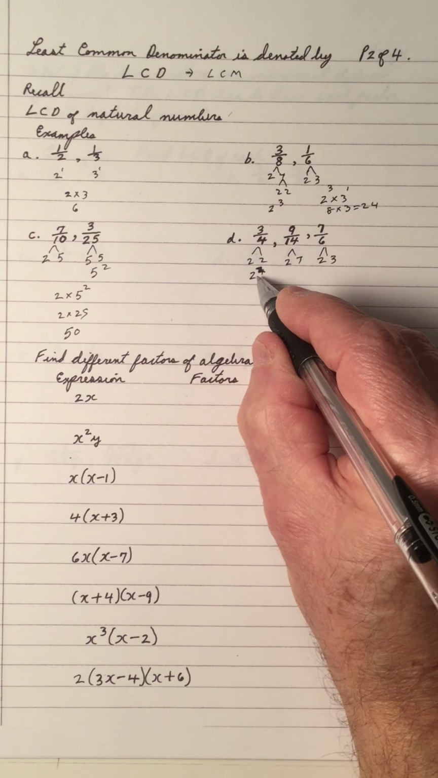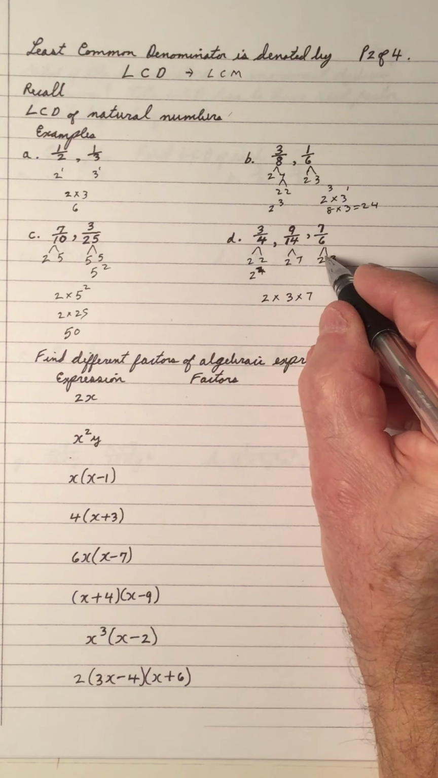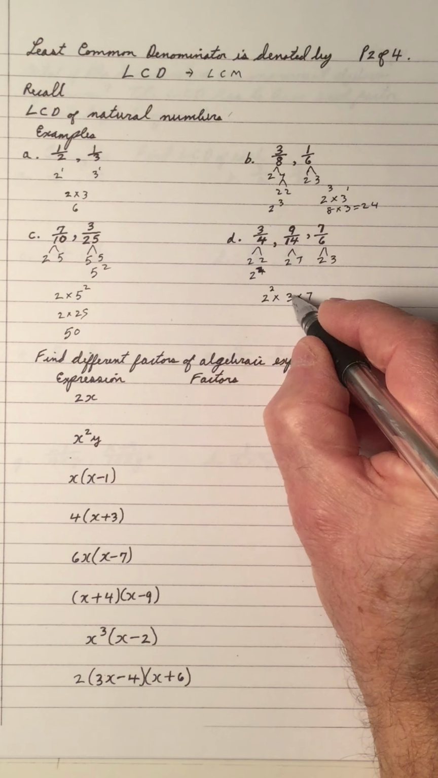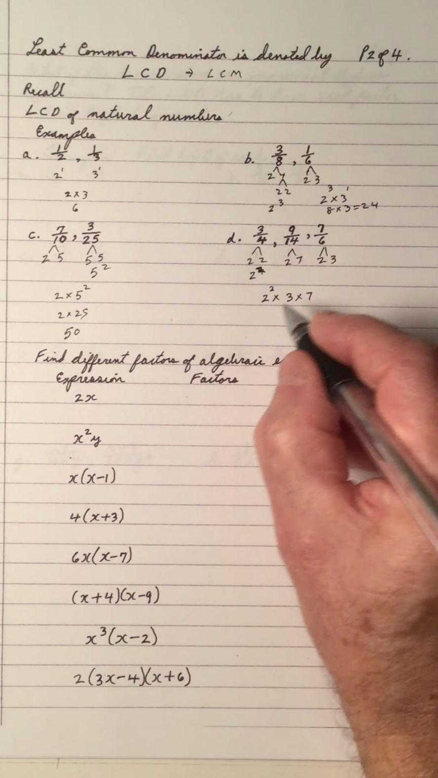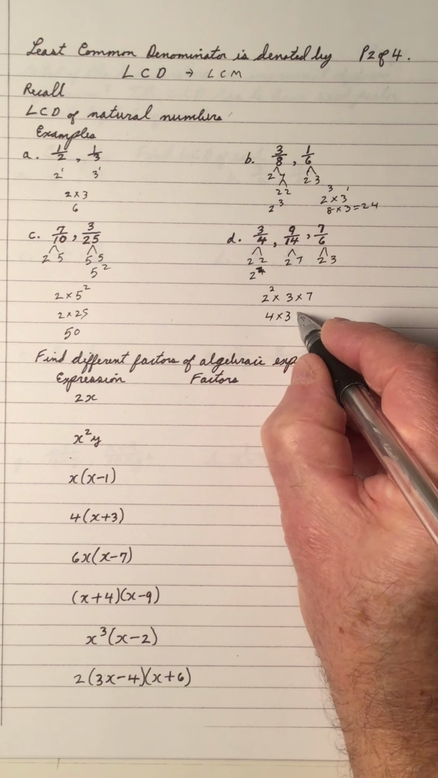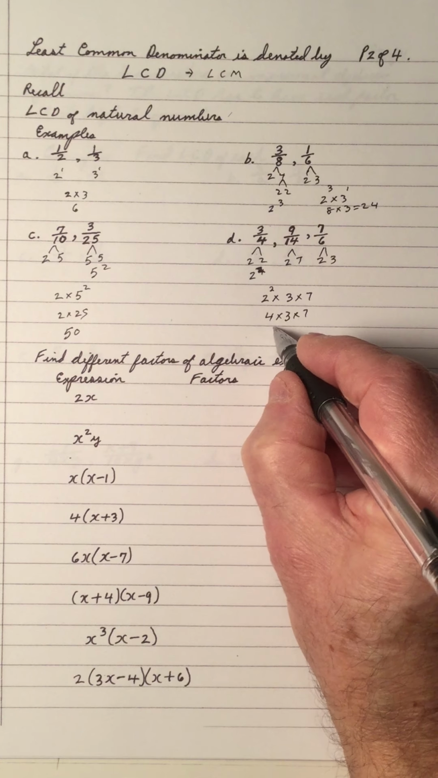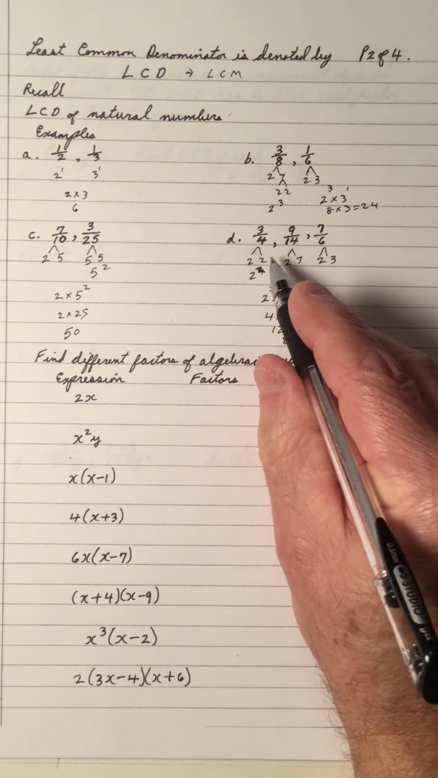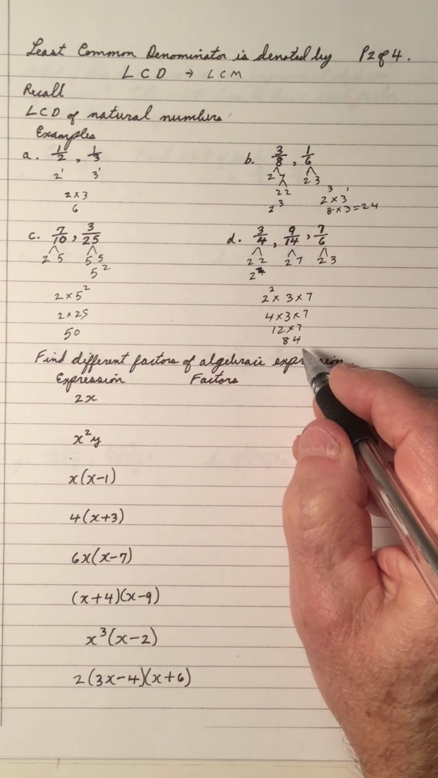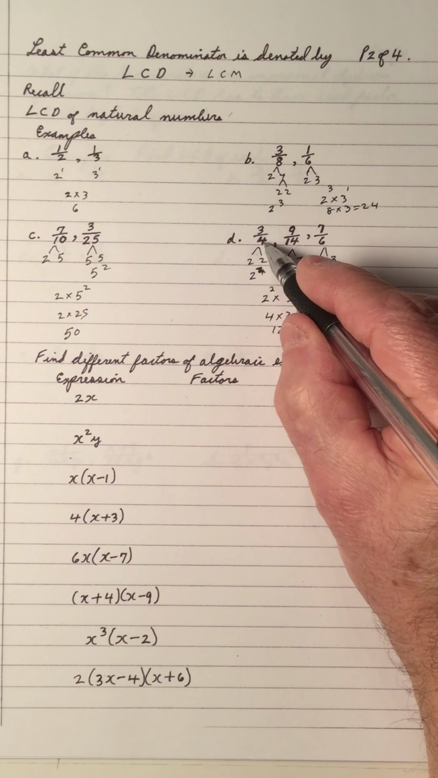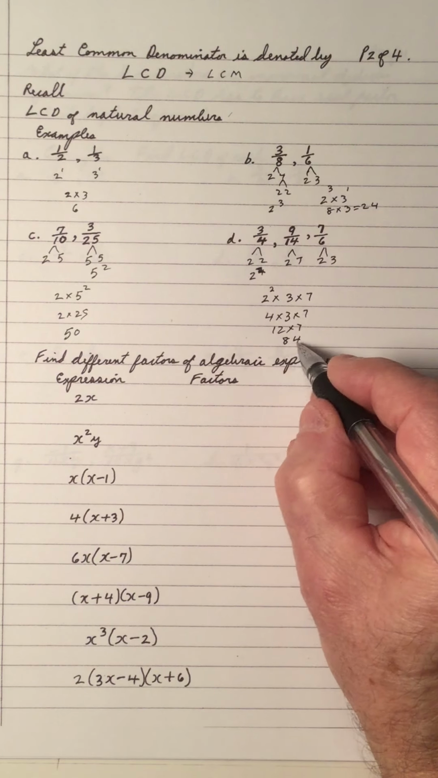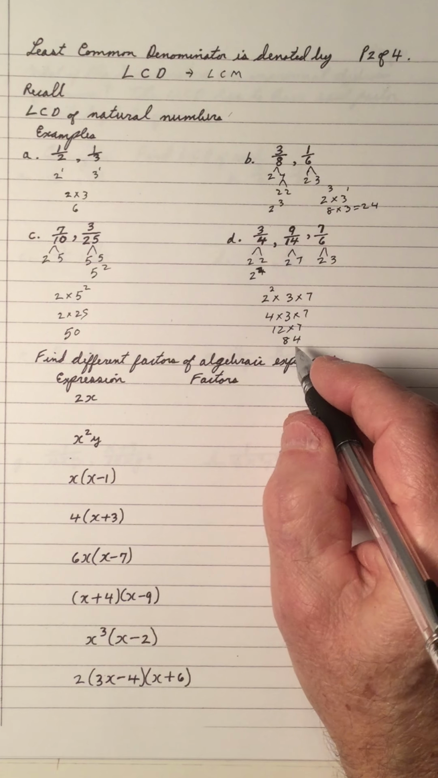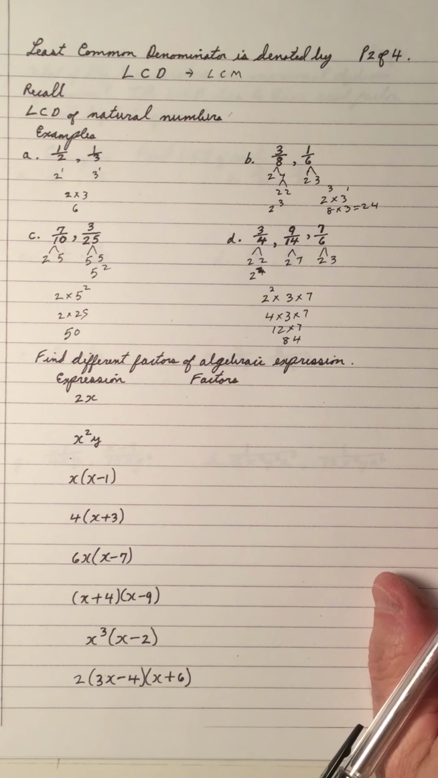The highest power of 2 is 2, since the others are 1 and 1. The highest power of 3 is 1. The highest power of 7 is 1, so it's 4 times 3 times 7. That's 12 times 7, and the LCD for 4, 14, and 6 is 84. In other words, 4, 14, and 6 will all divide into 84. 84 is the least common multiple. That's the pattern I'm going to use for finding the LCD of any rational expression.